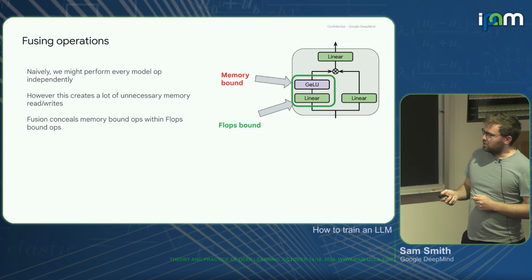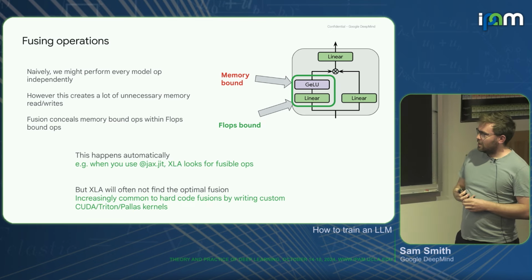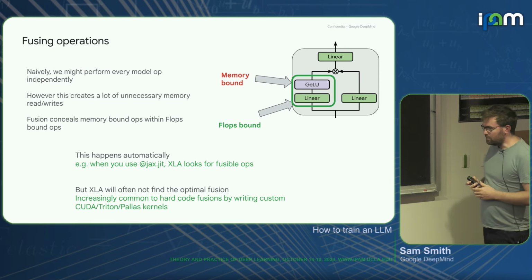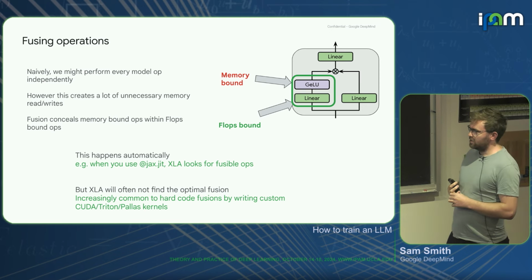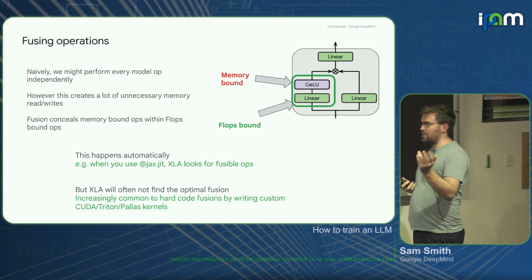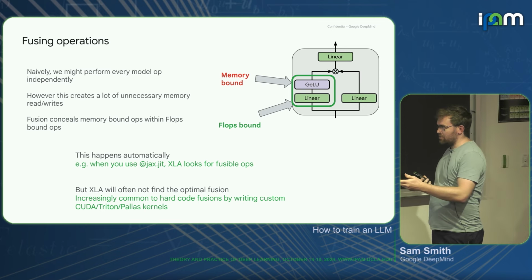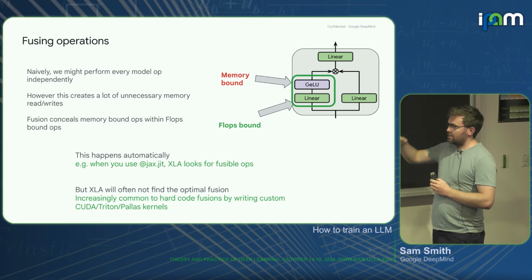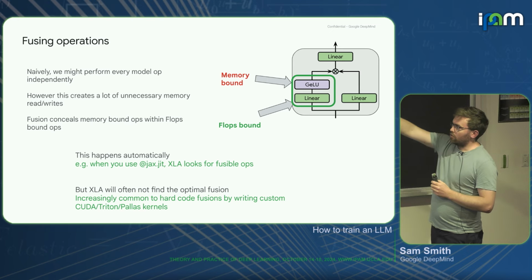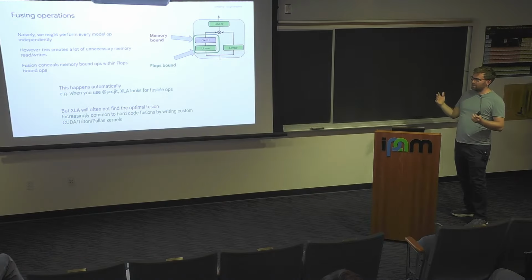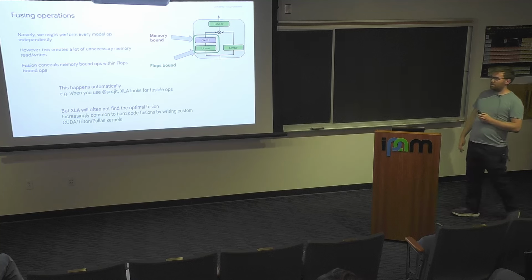This is called fusion, at least at Google. This happens in two ways. First of all, it happens automatically. For example, if you're using JAX, when you use jax.jit, this is basically what it's doing: telling the compiler to look for operations that can be fused. That will then speed up your computation by concealing these memory-bound ops in adjacent flops-bound ops.